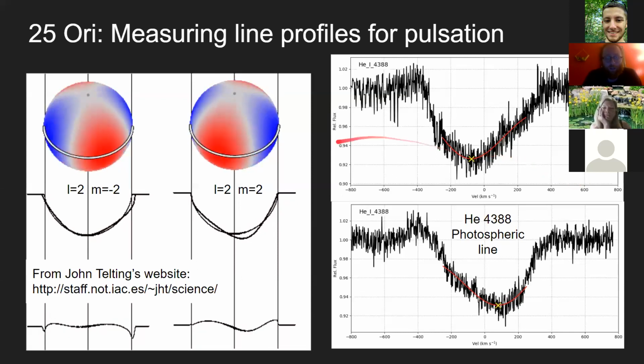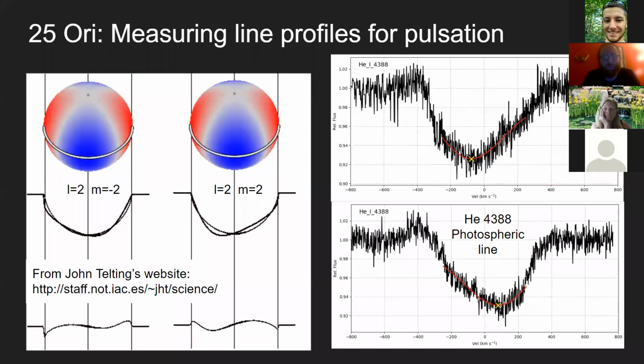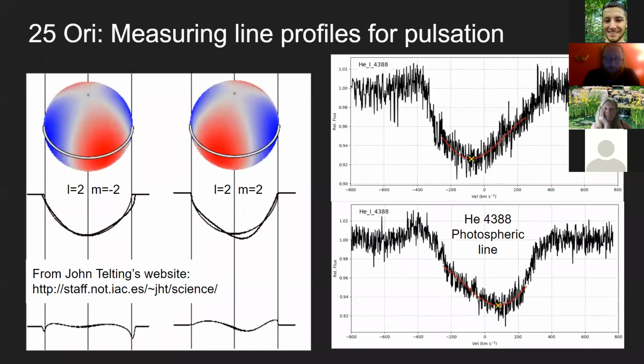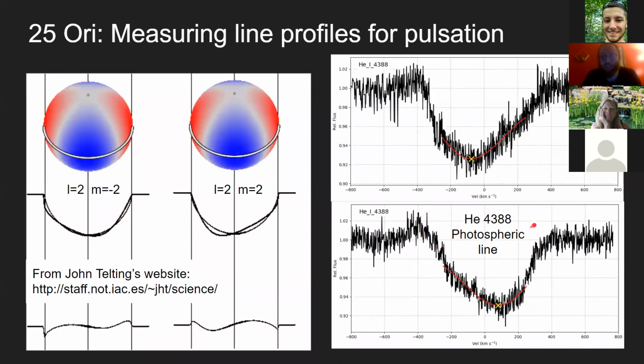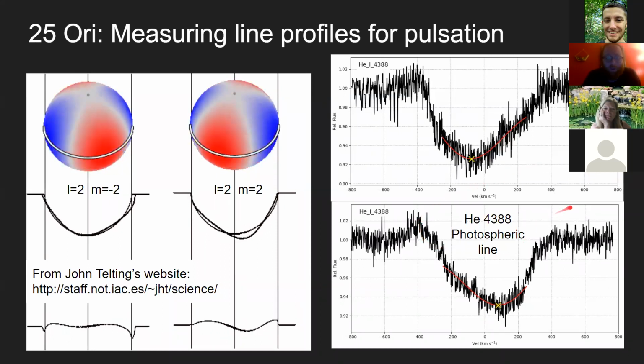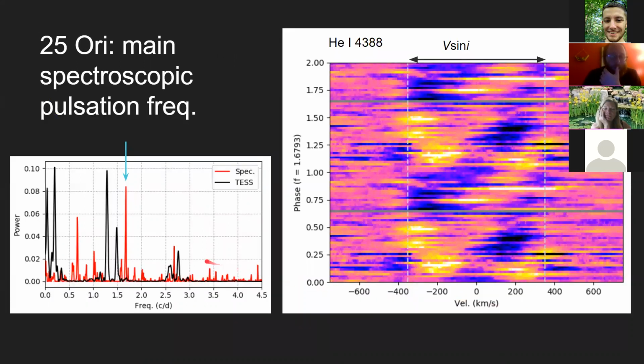So I mentioned that the pulsation mode leaves a certain imprint in the line profile that changes with time. And the shell spectra are nice because you get access to photospheric lines, but also circumstellar lines. So first, we'll just look at a photospheric line. The main pulsation frequency is here at this arrow. And the first thing to notice maybe is that it's different from the main TESS frequencies in photometry.